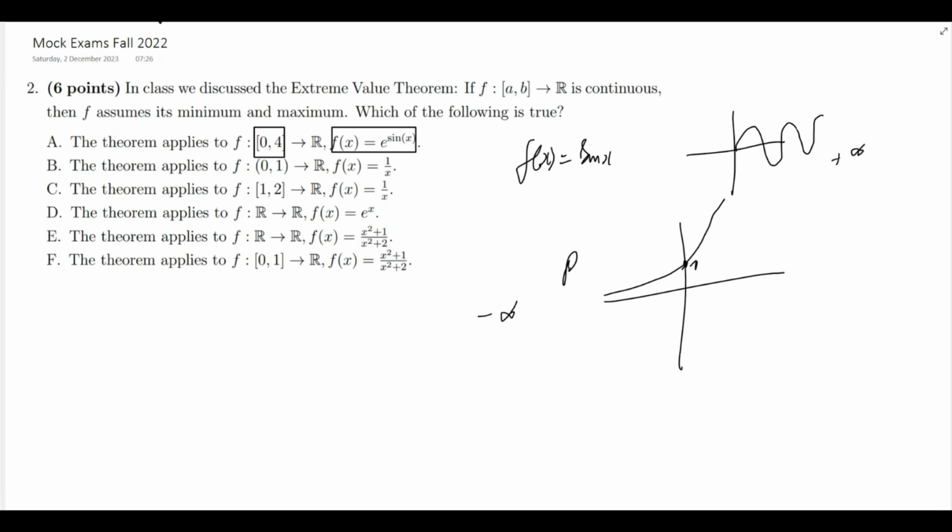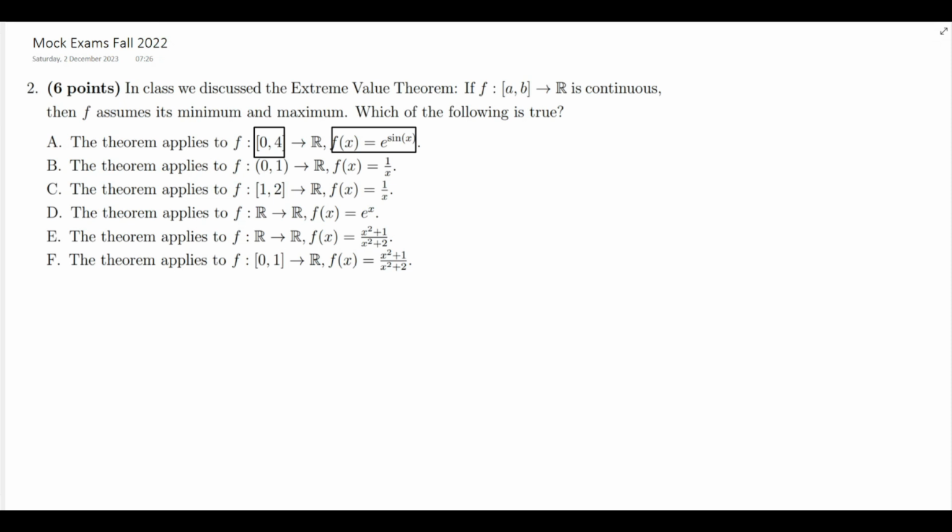So in this case, we have two continuous functions: the exponential function e to the power x, that is e to the sine of x, and sine x, a trigonometric function, which are both continuous. Therefore, combining two continuous functions, the result will also be continuous. So in this case, the two conditions are satisfied. Therefore, for option A, the extreme value theorem applies here. So the extreme value theorem applies to that function.